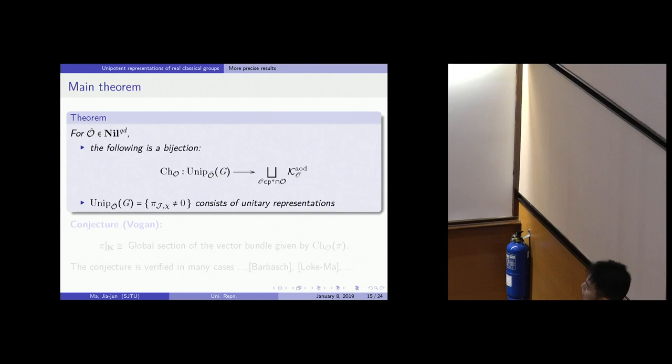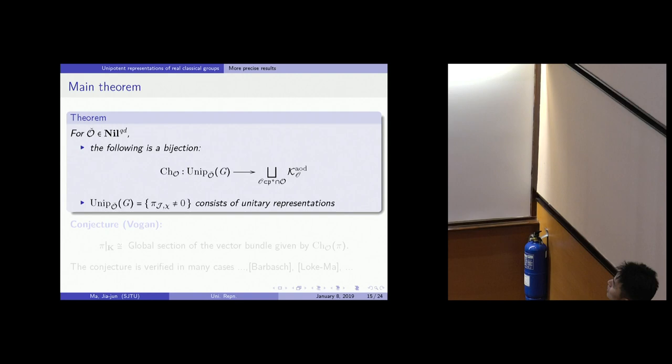Before I say something about the proof of this result, I'd like to say that actually Vogan has made an even finer conjecture on these things. He said that if you just look at the K structure, the K spectrum of the representation pi, it should look like the global sections of the vector bundle given by this associated cycle.